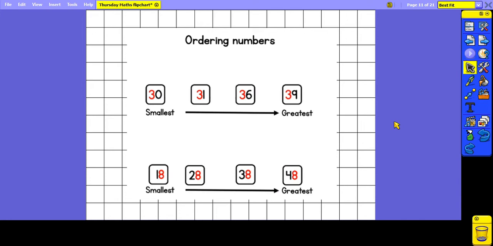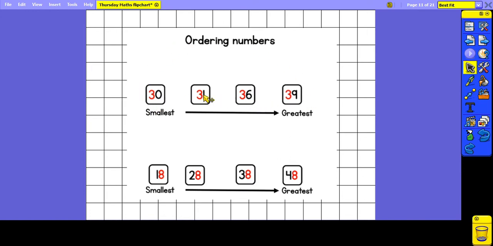And as I mentioned just now, we can use what we know about the tens and ones to help us when ordering numbers. And here we are ordering numbers without using a number line or base 10 to help us. So we are just looking at the digits that we have got.